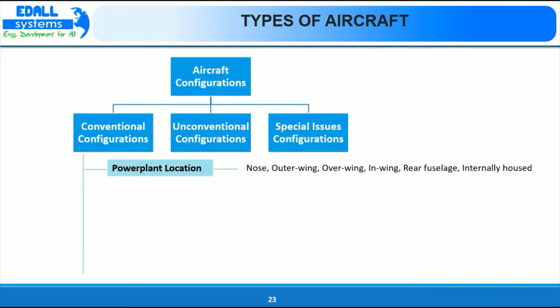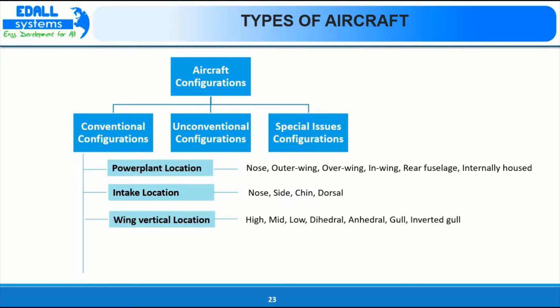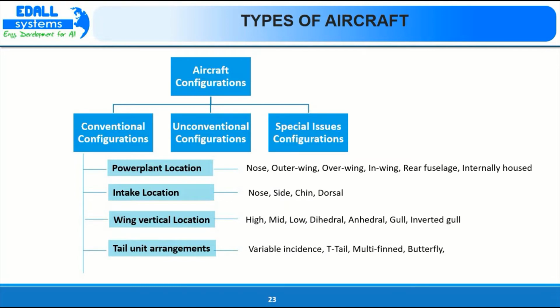For conventional aircraft, as we have seen, we have power plant location. The power plant may be located at the nose, outer wing, over wing, in wing, rear fuselage, or internally housed. These are the different locations at which the power plant can be located. Then we have intake locations. The intake can be placed at the nose, side, chin or dorsal of an aircraft. Then we have wing vertical locations. Even these vary: the wing may be high wing, mid wing, low wing, dihedral, anhedral, gull, or inverted gull. We'll see each of these categories in detail in further slides. And the last one is tail unit arrangements, that is variable incidence tail, T-tail, multi-finned and butterfly. So these are the subcategories for conventional configurations under four different categories. We will see some of these in detail.